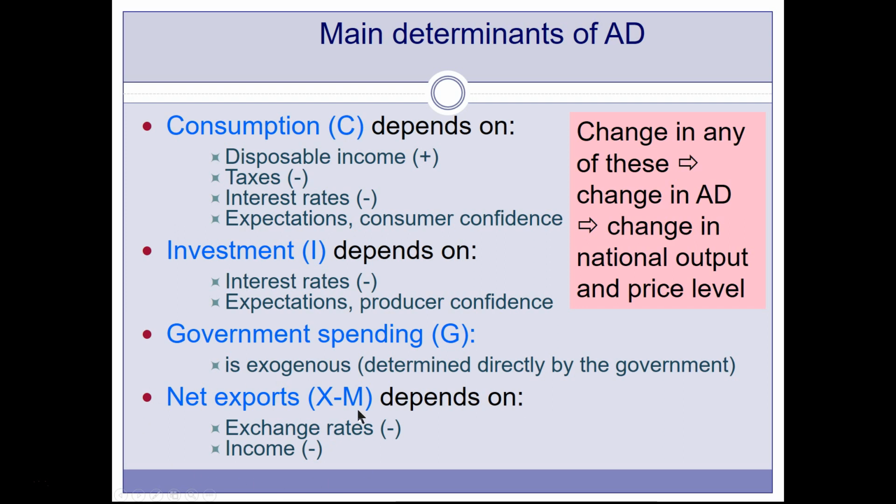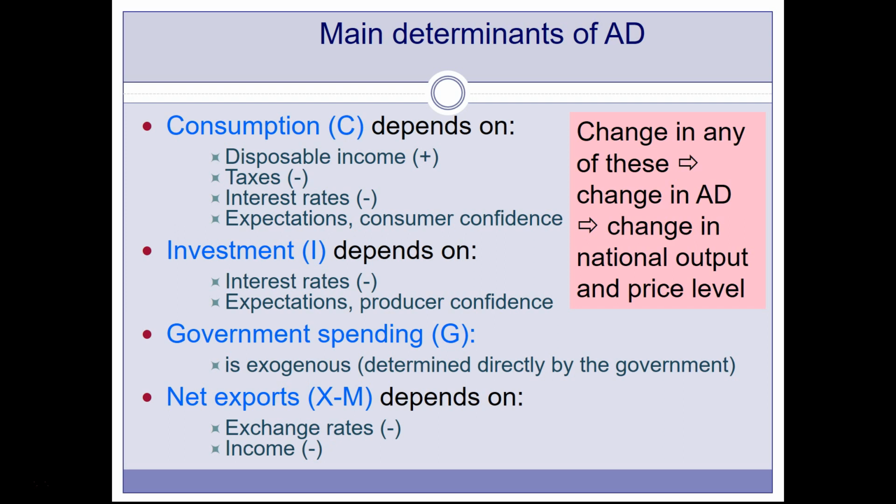And the final component of aggregate demand, net exports, the difference between exports and imports. This depends on exchange rates and income in our country. And interestingly, both relationships here are negative. In other words, the higher the exchange rate of our currency, the stronger the pound, the lower net exports will be. We will cover this in a little bit more detail in one of the final lectures in this module. We'll study how exactly this takes place.